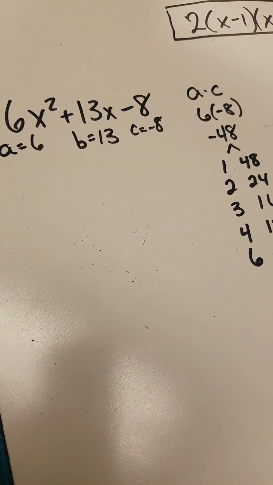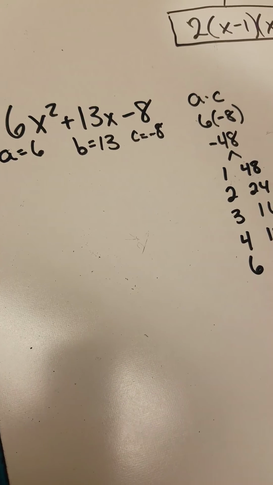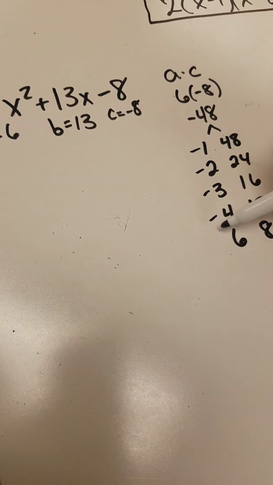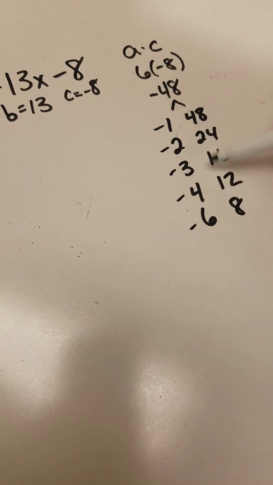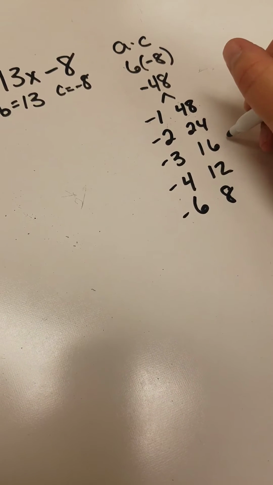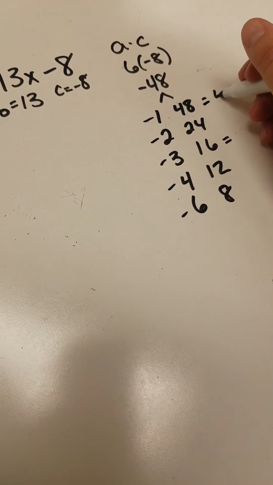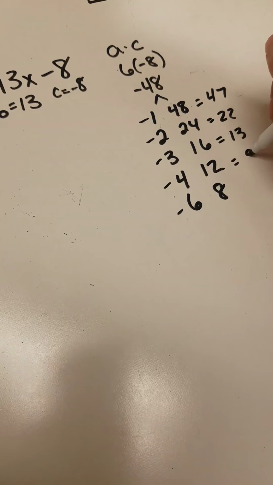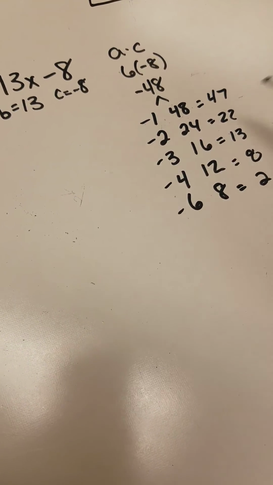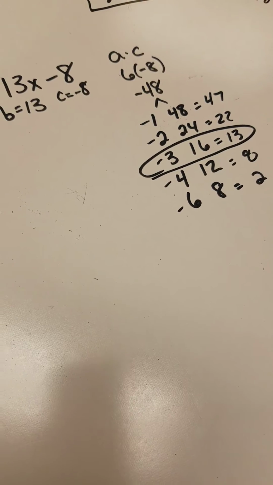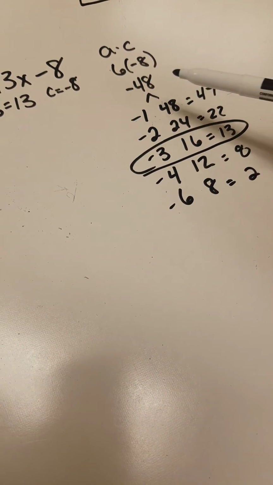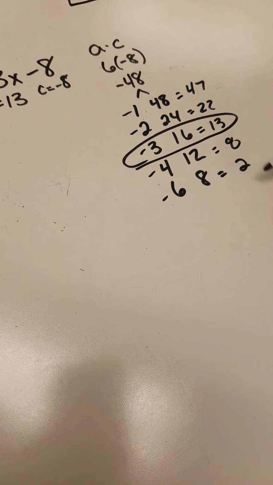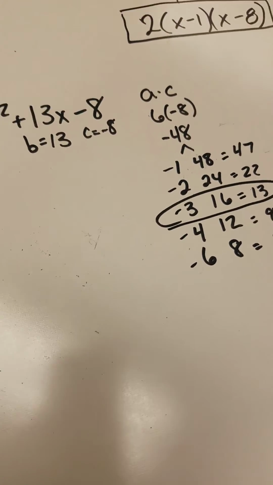All right, so now we're going to look for our factors that add to 13. We're multiplying to a negative number, so one of our numbers has to be negative. In this case, I know that it's the smaller one because our b value is 13, a positive 13. So if we add them, we get 47, 22, 13, 8, and 2. So again, only one of them is going to give us our b value. If you did the opposite one, making the bigger number negative, and the smaller number positive, all these would do would switch signs, again only having one positive 13.